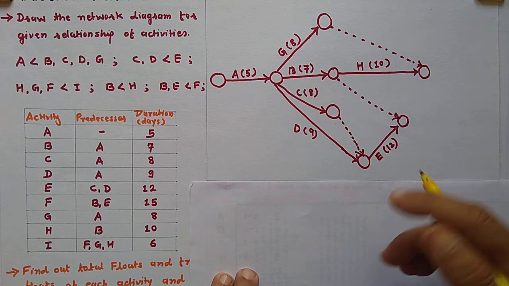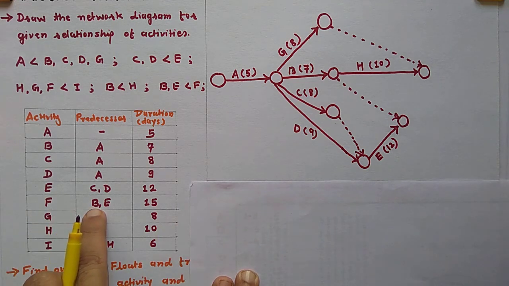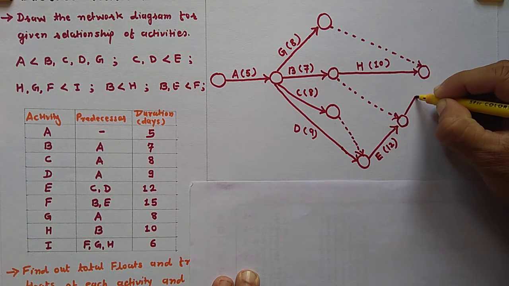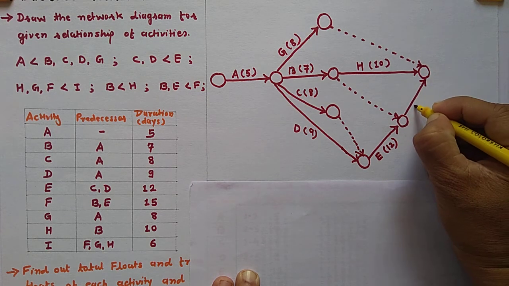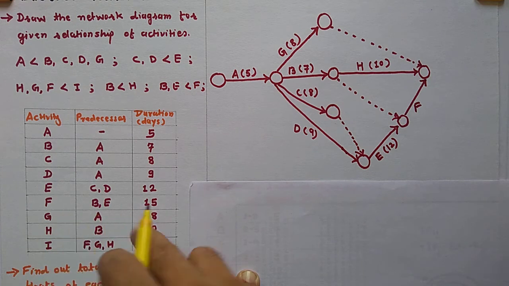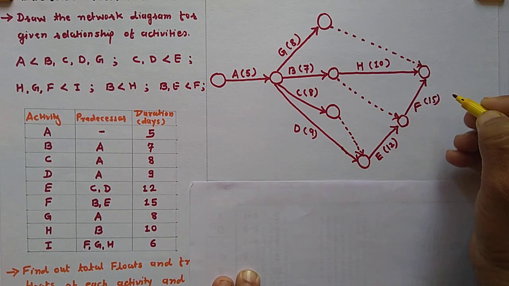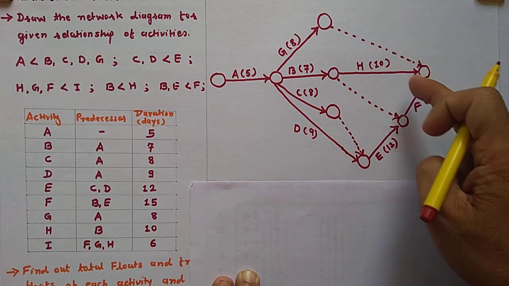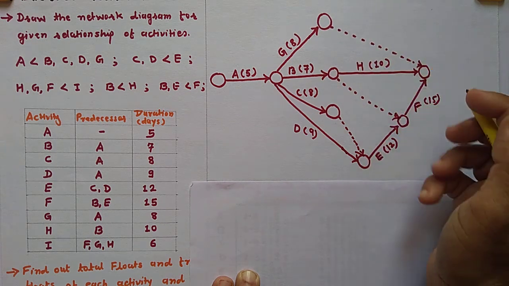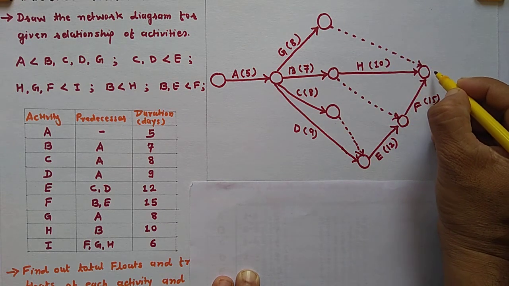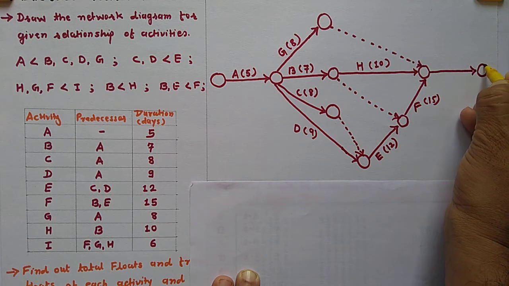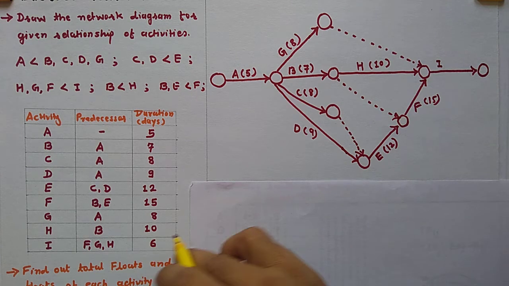So G and H are merged in one event, F, G, H are merged in one event. Again activity F has predecessors B and E, so I will draw activity F over here. This is activity F and the duration is 15 days. Activity I can be started after F, G, H are finished. So from here I will start activity I, and the duration of I is 6 days.